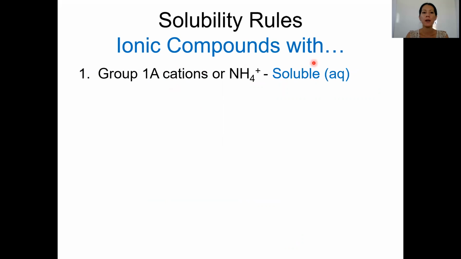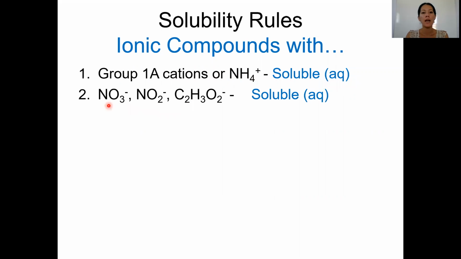An ionic compound with a group 1A cation, such as lithium, sodium, rubidium, or ammonium, any anion paired with one of these will always be soluble. Soluble means it's dissolved in water, and we also use the term aqueous or AQ. This is the best rule ever, because anytime you see a group 1 or ammonium, bam, aqueous, the easiest. Nitrates, nitrites, and acetates, any of these guys, they're always soluble.